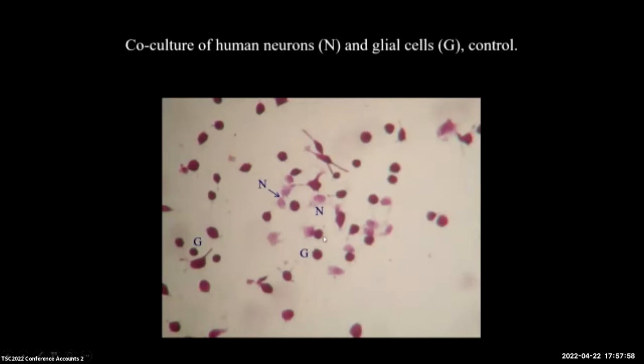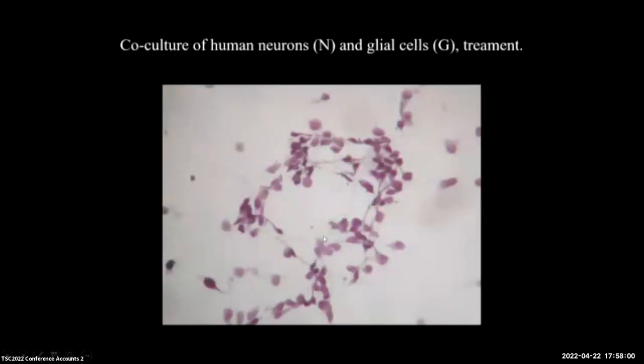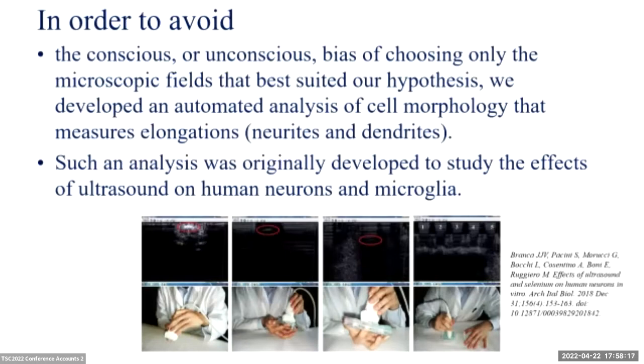These are the controls, so they simply sit there, and this is what they do after they have been treated for 24 hours with GC-MAF. So again, they change shape, but most important, they change their social behavior, and now they form a very clear circuit.